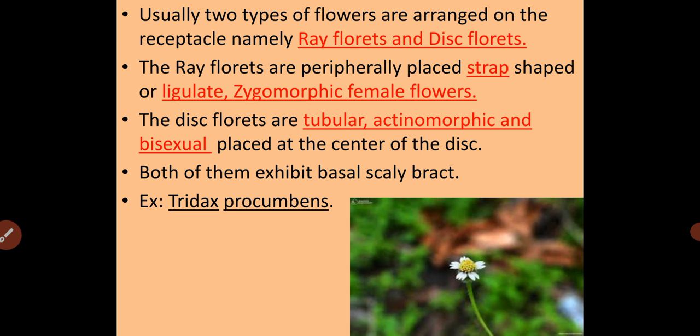Usually in case of the capitulum there are two kinds of florets. One is the ray florets, another one is the disc florets. Ray florets are strap shaped flowers. These are ligulate, zygomorphic, female flowers, that is pistillate flowers. The disc florets are tubular in nature. These are actinomorphic and bisexual, which are placed at the center. Both of the flowers bear scaly bracts at their base, and this is seen in case of Tridax.